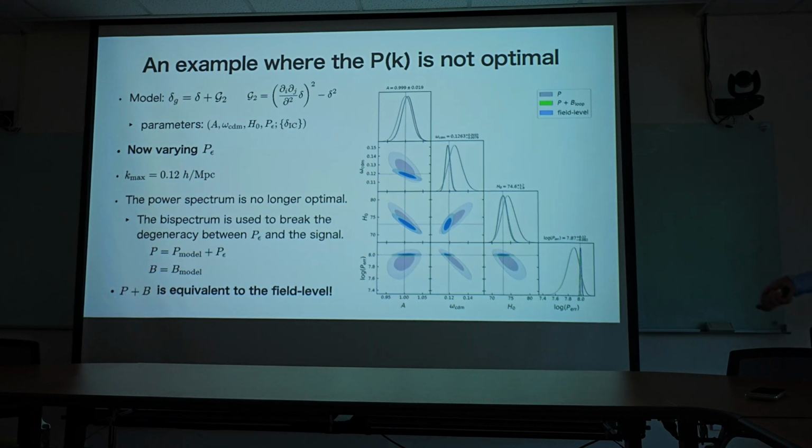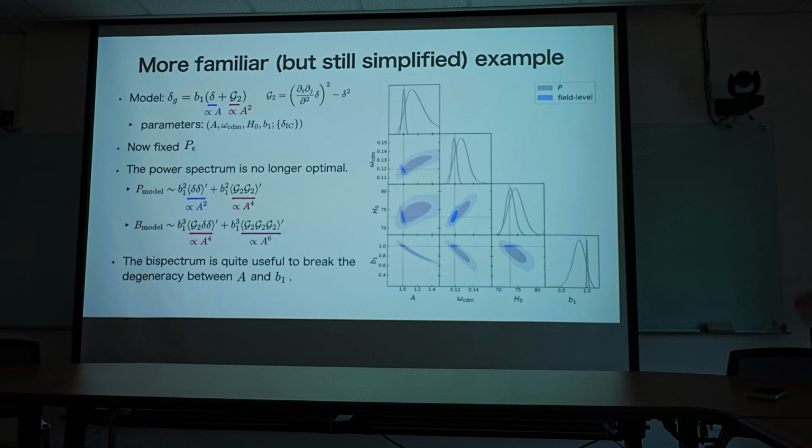You don't have to work on the complicated field level stuff. But of course, this is still far from the reality. So I'd like to stick to this toy model, but introduce some reality here. What I did here is introduce a so-called linear bias parameter in front of the model. So the model is now some constant times the toy model. And now, once again, I fix the noise level, but start to vary this linear bias.